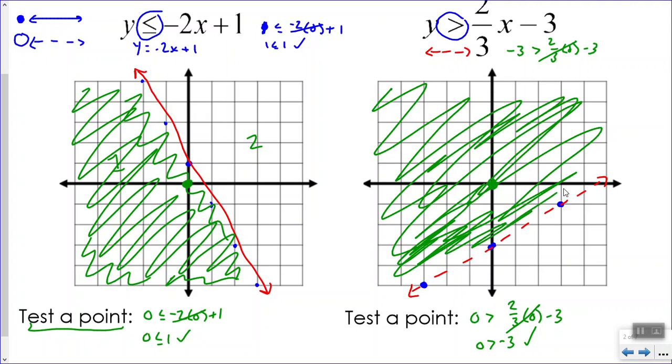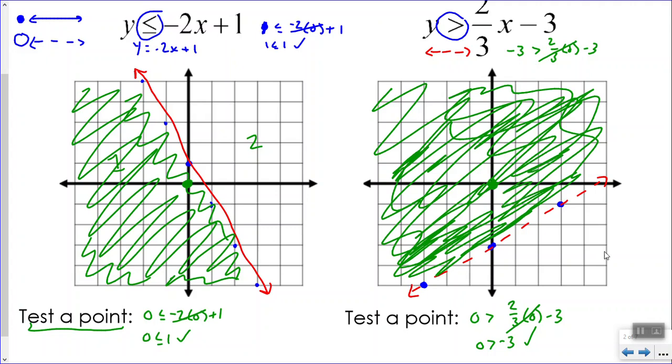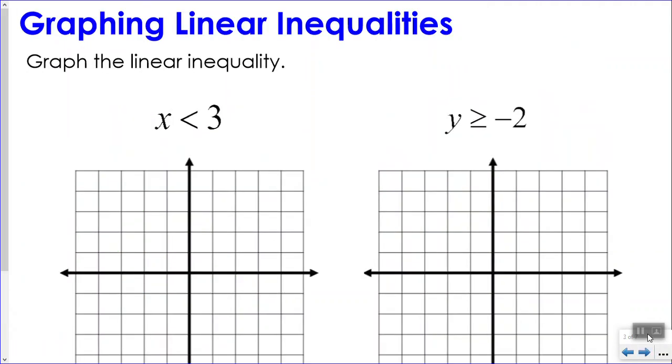Your shading doesn't have to be pretty, but you just want to make sure it's very clear which side is shaded and that you don't completely cover up or go over your boundary line so that we can't see what it is.